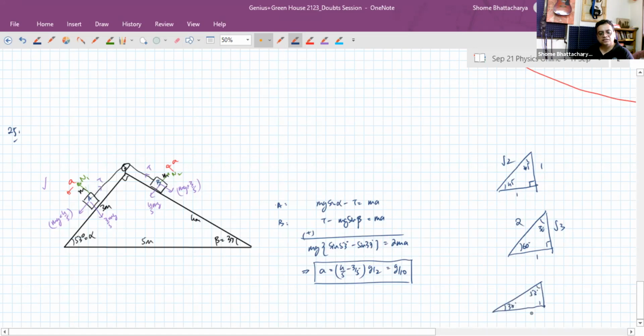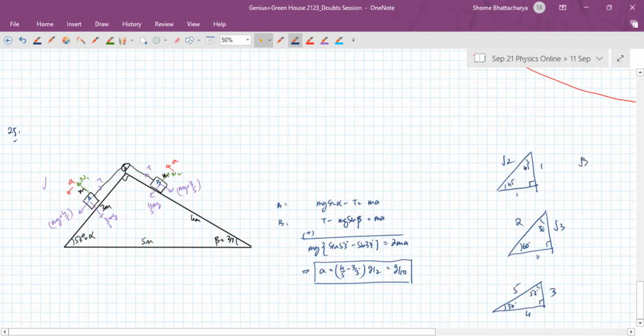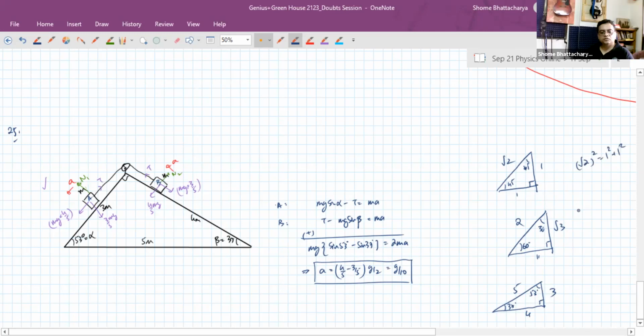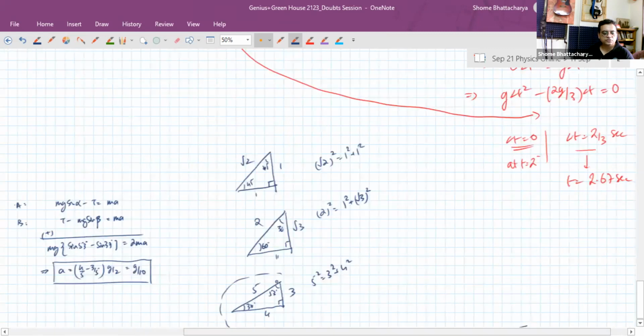So these are three standard triangles that you should always remember. 3, 4, 5. These are the Pythagorean triplets, right? So this one, then this one, and this one. You should remember this one specifically for all chapters in physics. Okay, it's very useful.